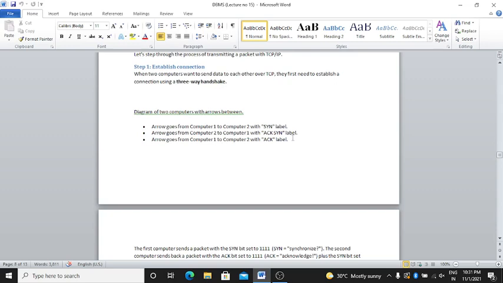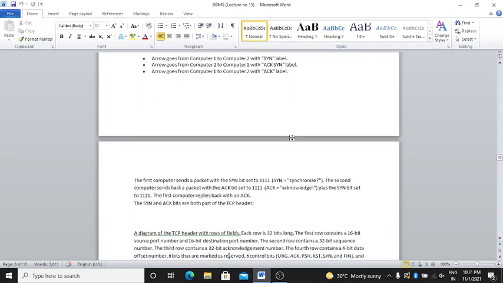From start to finish, let's step through the process of transmitting a packet with TCP/IP. Step 1 is establish the connection. When two computers want to send data to each other over TCP, they first need to establish a connection using a three-way handshake. Diagram of two computers with arrows between. An arrow goes from computer 1 to computer 2 with a SYN label. An arrow goes from computer 2 to computer 1 with an ACK SYN label. An arrow goes from computer 1 to computer 2 with ACK.